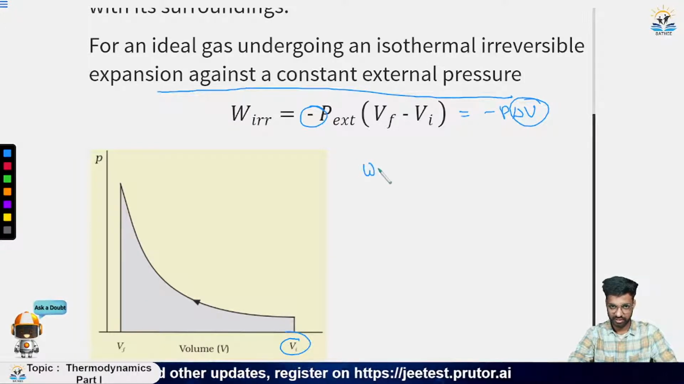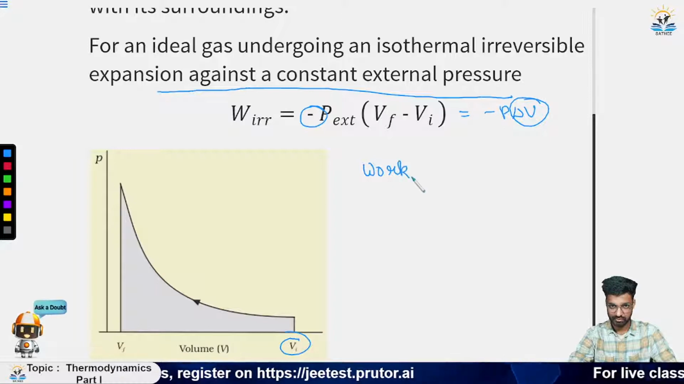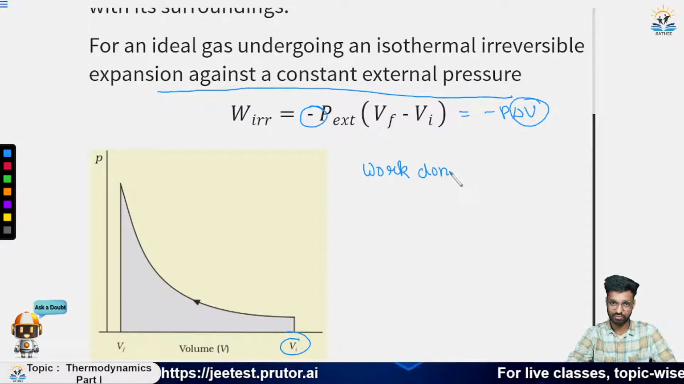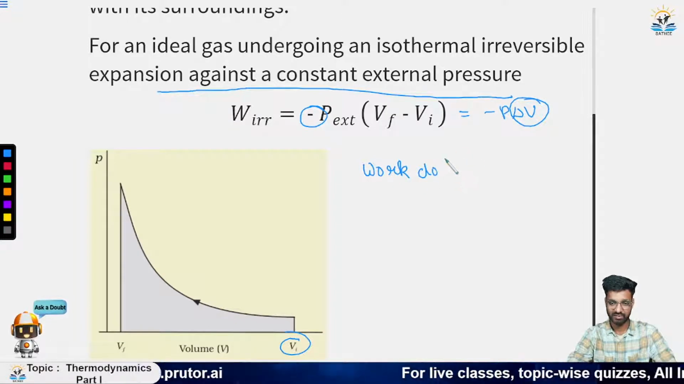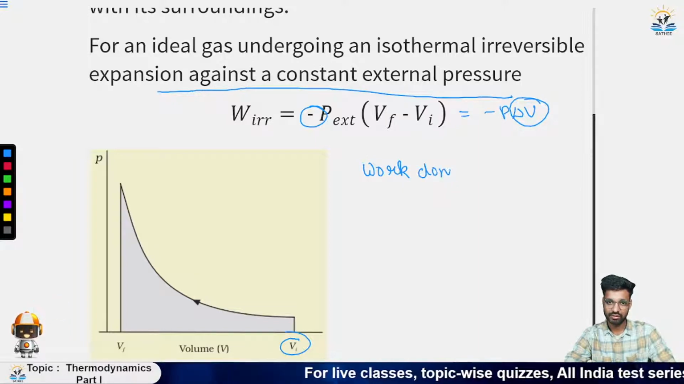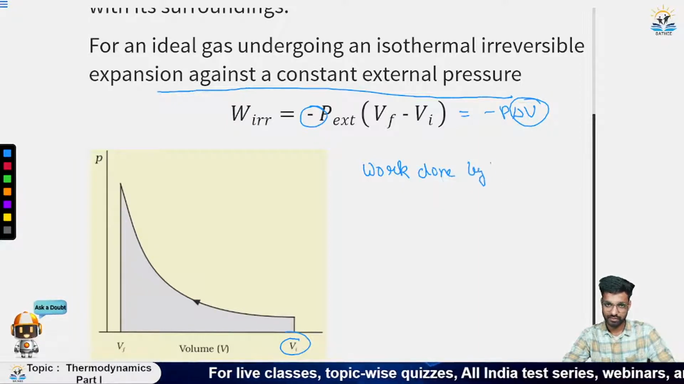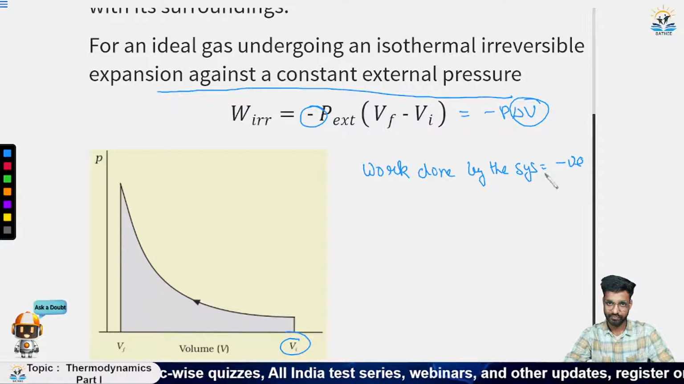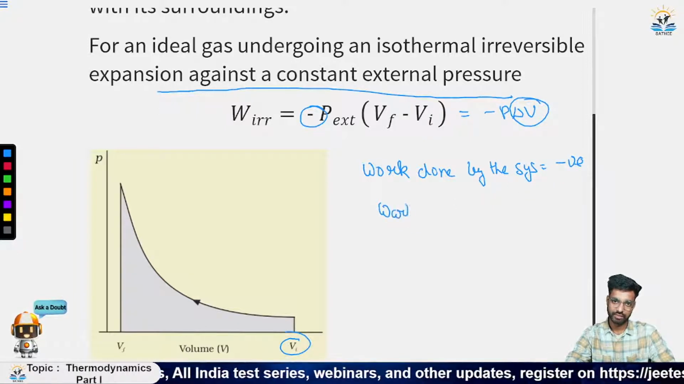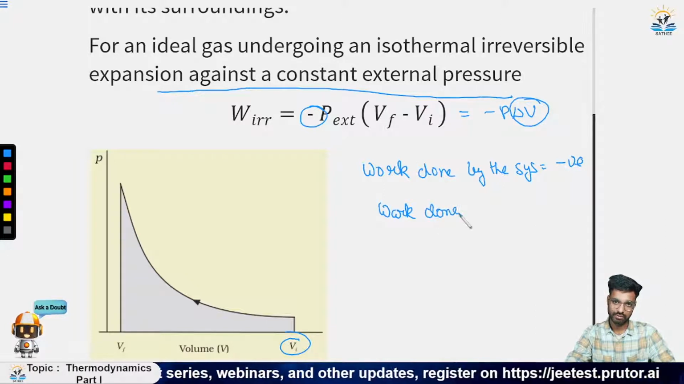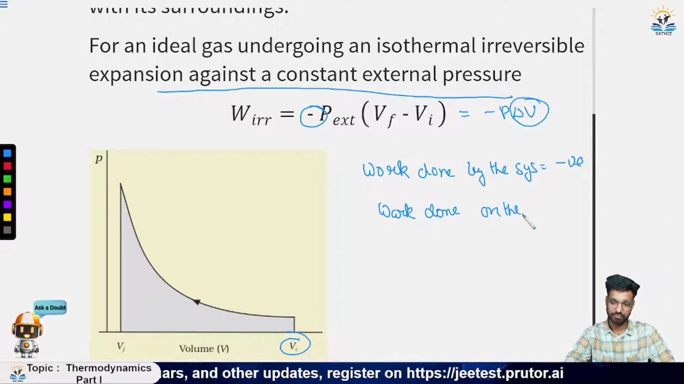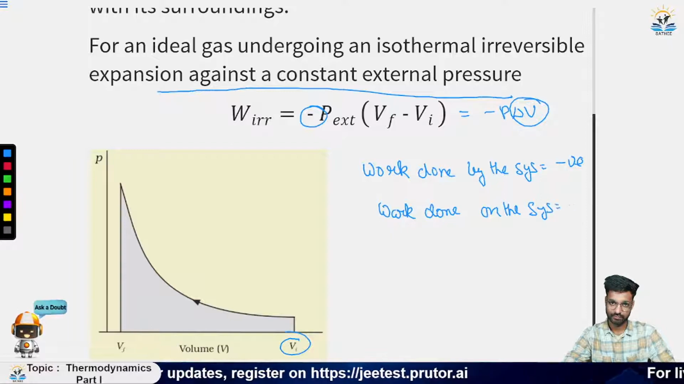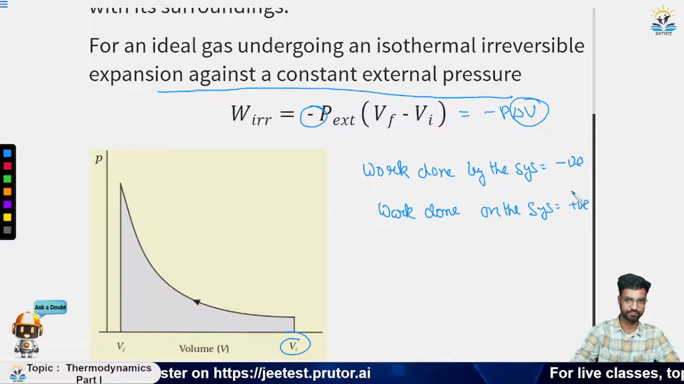So let me make it clear. This is the sign convention we use in chemistry, thermodynamics. Work done by the system is negative. Work done on the system is positive.